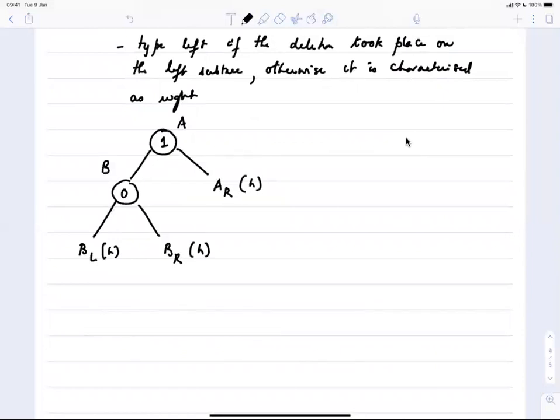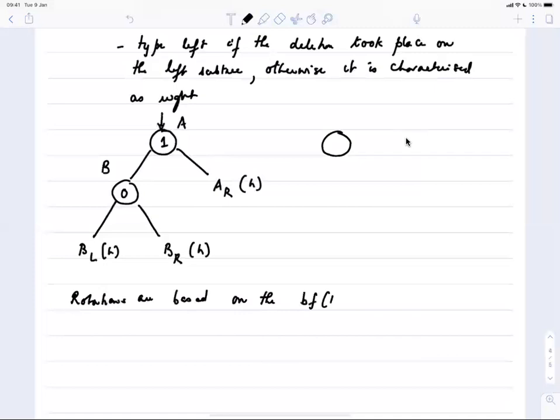Okay. So obviously this is a node, let's say, whose balance factor gets violated. It happens, the rotations are based on the balance factor of B, the node B.